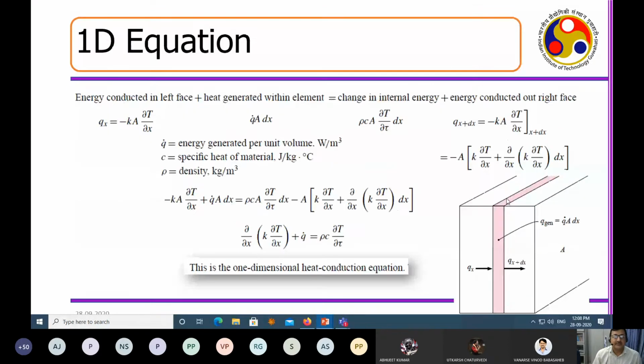So I can put forward a simple balance equation, an energy balance equation. From the left hand side, how much energy is conducted in, heat generated within the element, change of internal energy of the system, and heat conducted out of the right surface. So you can see this is Fourier's law we are using at the left x face; at x plus dx, we are using how much is conducted out, then how much is generated inside this volume, and then the change in the internal energy. Now, if I do a balance of this, what am I supposed to get?